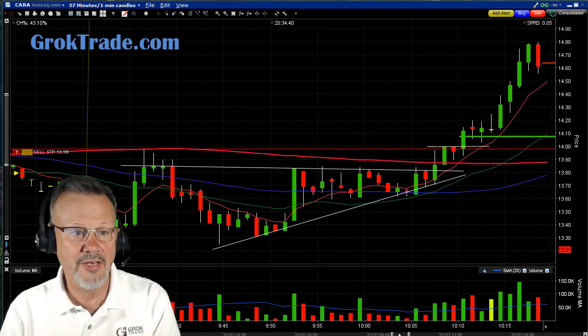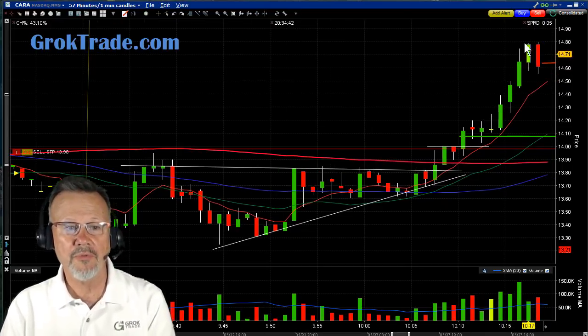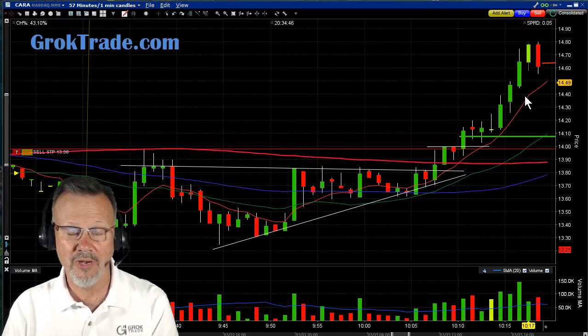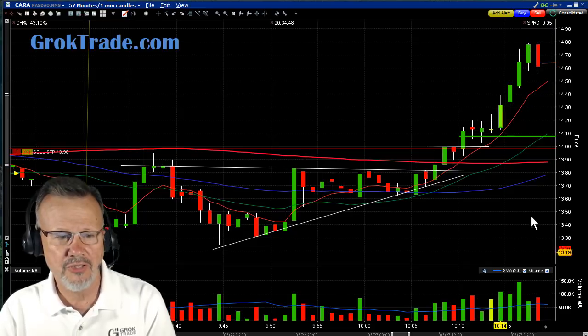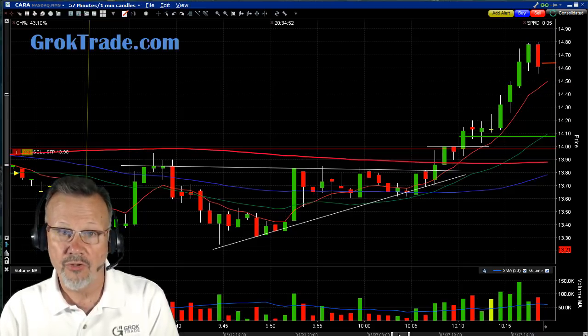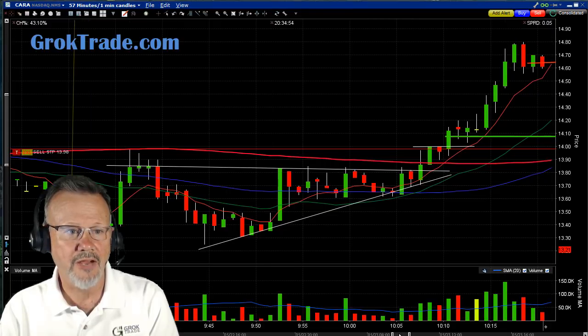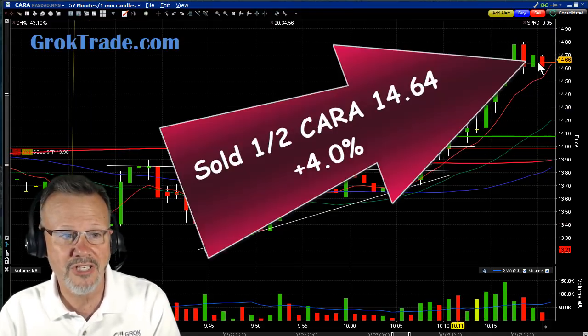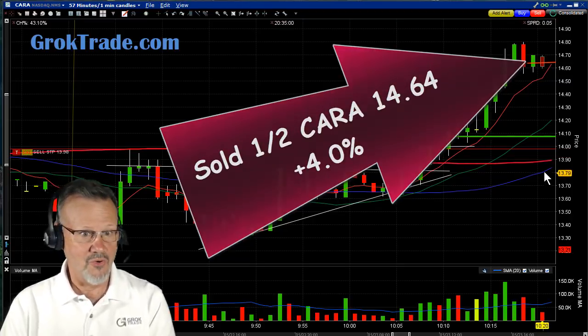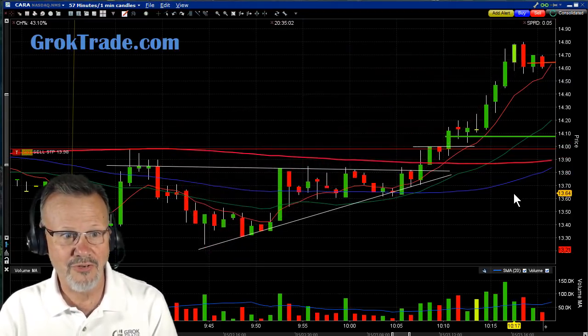I'm happy with that. And then boom, up here, went up to 14.80, way overextended from this 8 EMA, exponential moving average. And now it's kind of floating up here. So I went ahead and set up a half trade to take out half there. So I sold half of it right here at 14.64 for 4% on the first half. Ooh, I love it when that happens, don't you?